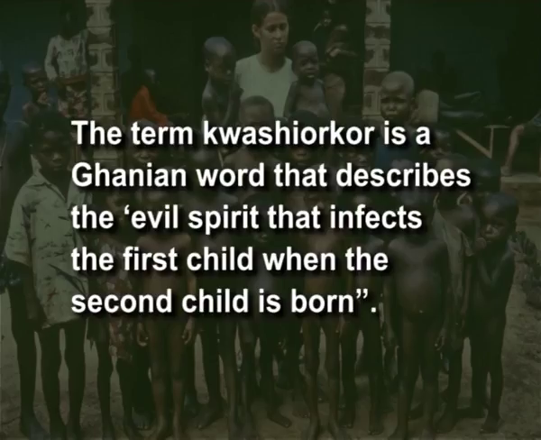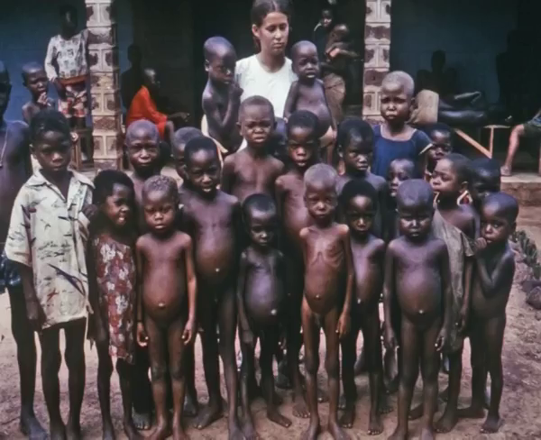Kwashiorkor. The term kwashiorkor is a Ghanaian word that describes the evil spirit that infects the first child when the second child is born. In many cultures, babies are breastfed until the next baby comes along. When the new baby arrives, the first baby is weaned from nutritious breast milk to a watered down version of the family's diet. In areas of poverty, this diet is often low in protein, or the consumed protein is not digested and absorbed easily. In this condition, the child is not able to adapt to the stress of inadequate diet, infection and separation from the mother due to the subsequent pregnancy.